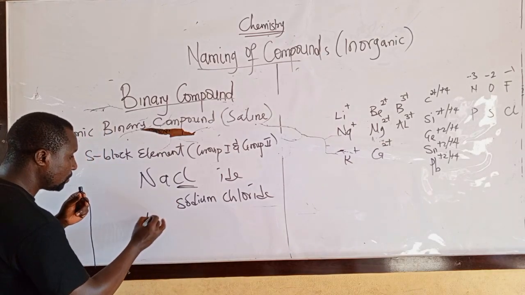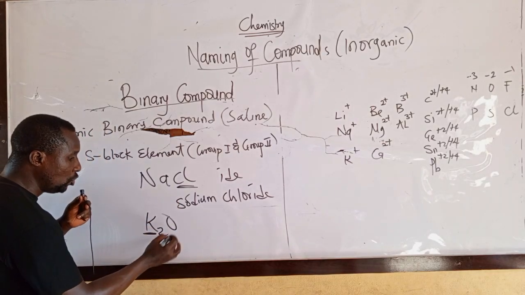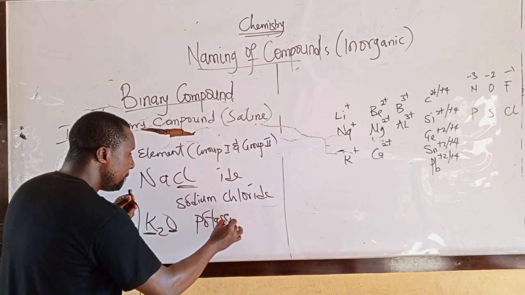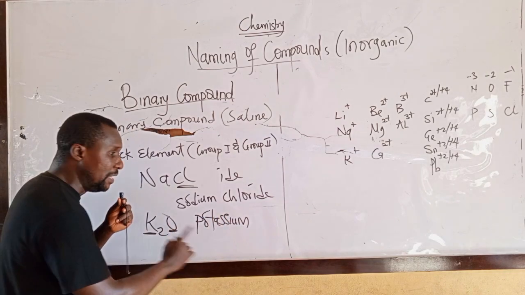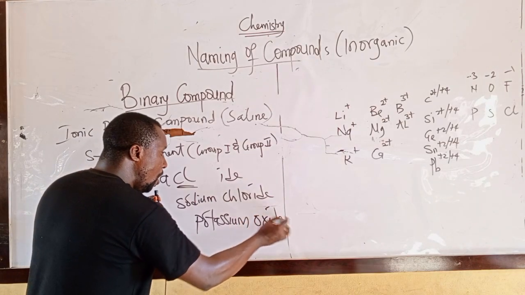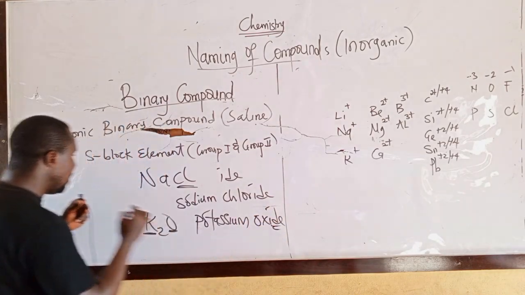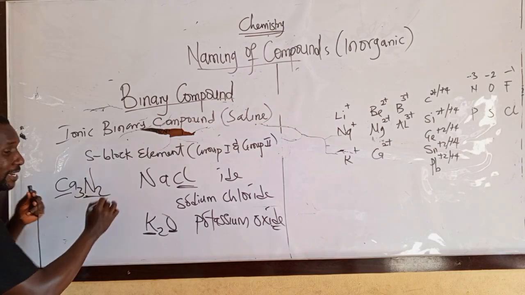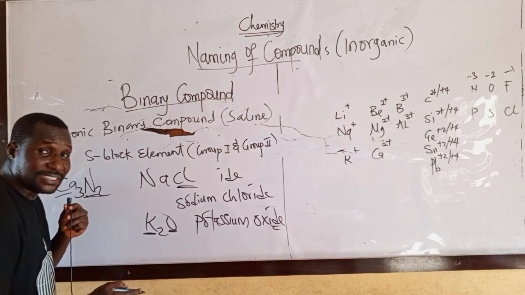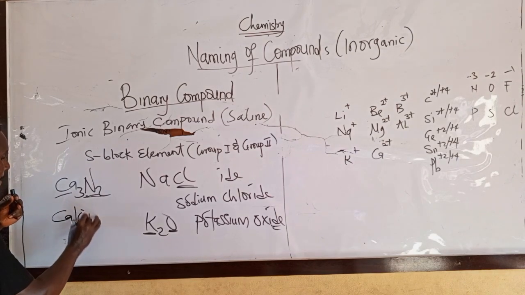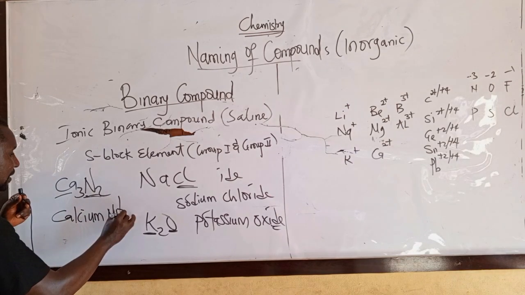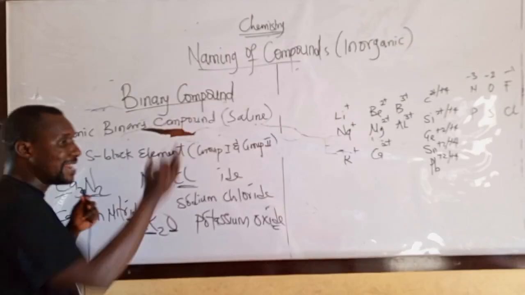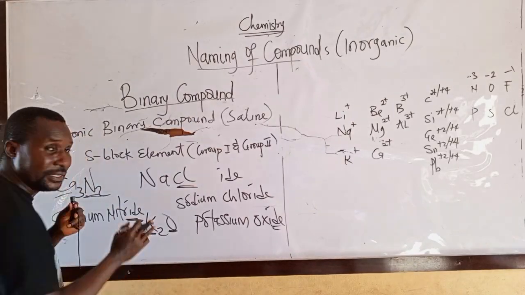When you have potassium combining with oxygen, what is the name? Oxygen is the last element, it will carry IDE: potassium oxide. When you have calcium combining with nitrogen, nitrogen is the last element, so you have calcium nitride. These are ionic binary compounds. Can you see we have just two elements in there?